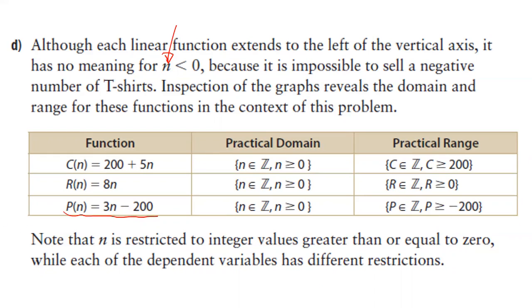Note that n is restricted to integer values greater than or equal to 0. So we also need to put a restriction here. N belongs to the integer set. Of course, here C, R, and P also belong to the integer set according to the expressions. When N is an integer, 5N plus 200 is also an integer. When N is an integer, 8N is also an integer. And for Pn, when N is an integer, 3N minus 200 is also an integer. So for all of the three functions, the range is within the integer set.